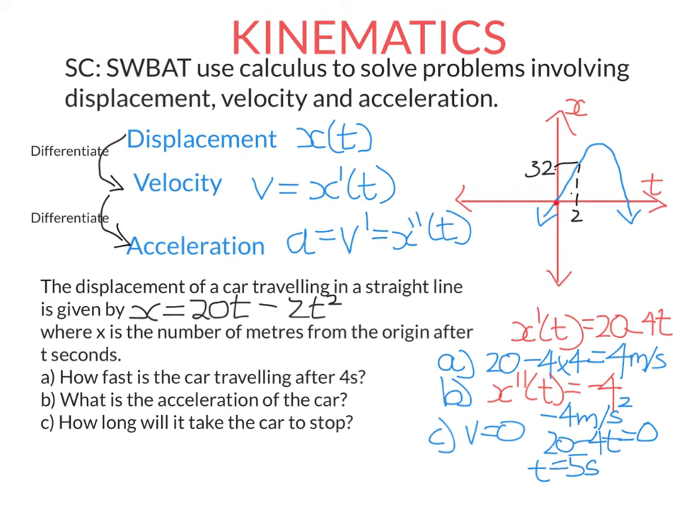So the car starts at 20 meters per second. Its speed is decreasing, decreasing, decreasing. After 5 seconds, the car stops, and then it actually turns around and goes back towards where it started. So it goes like this. Speed is decreasing, stops, then it moves in the other direction like that.